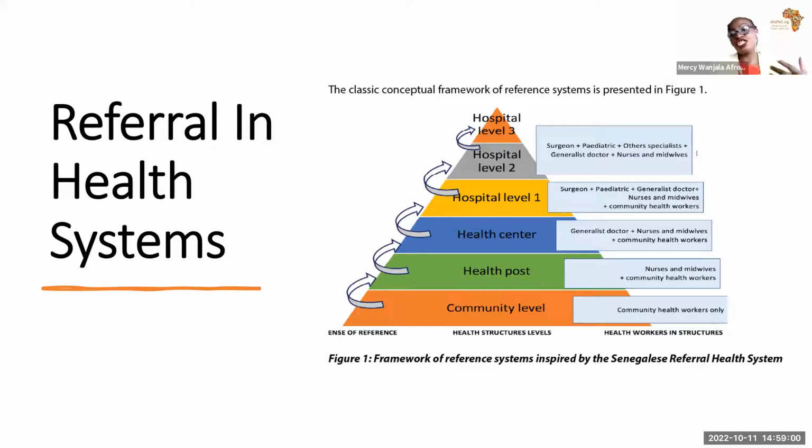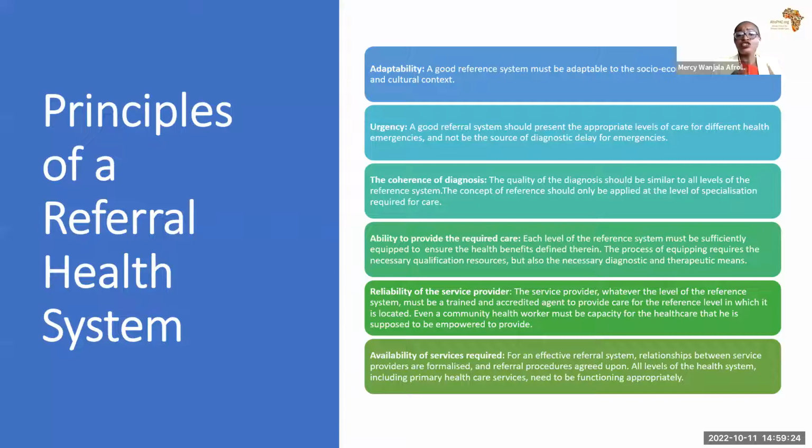So what happens? You will need to refer this person from a primary care level to a secondary or tertiary care level where they will find the service that they need. And not only refer them to a higher level, but refer them in a timely manner, in the most efficient way, and ensure that wherever you are sending them, they will get the service that they need. So what are the principles of a good referral in a health system?